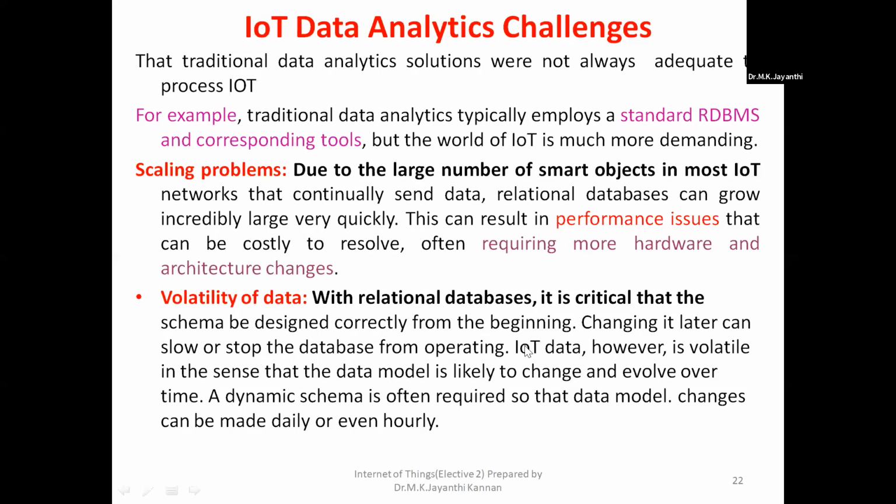IoT data, however, is volatile in the sense that the data model is likely to change and evolve over time. If you take our IoT data, it is dynamic in nature. So a dynamic schema is often required so that data model changes can be made daily or even hourly. These are the 2 problems we will face while doing data analytics with IoT devices. The scaling problem means performance issues that require more hardware and architectural changes, and velocity of data means how much data it can process, whether it can process static data or dynamic data.